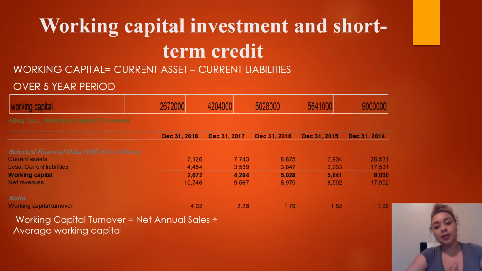Next, we'll be covering the working capital investment and the short-term credit. So the working capital is calculated by the current assets minus the current liabilities. So here on the slide, we have a period of over 5 years for the working capital turnover for eBay. And the working capital turnover ended up being 4.02, 2.28, 1.79, 1.52, and 1.99. The working capital turnover is calculated by dividing the net annual sales by the average working capital. And the working capital is the current assets minus the current liabilities.